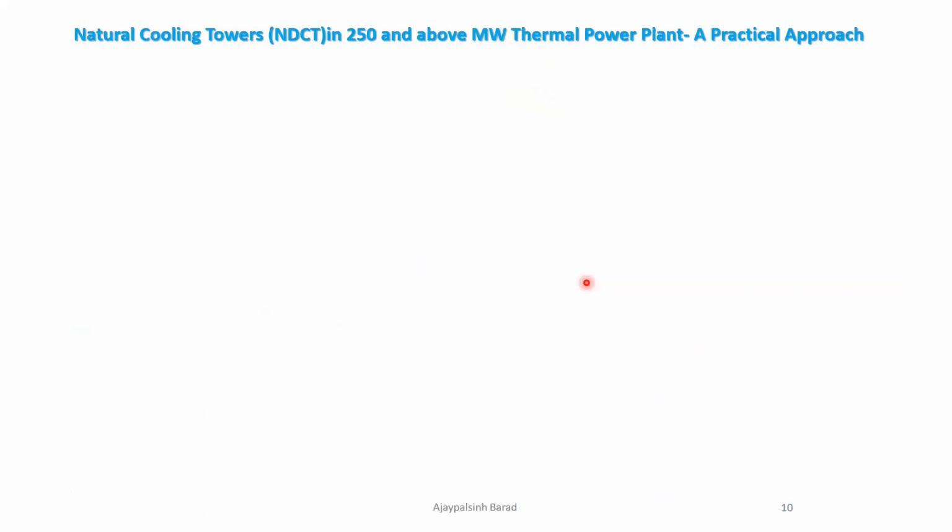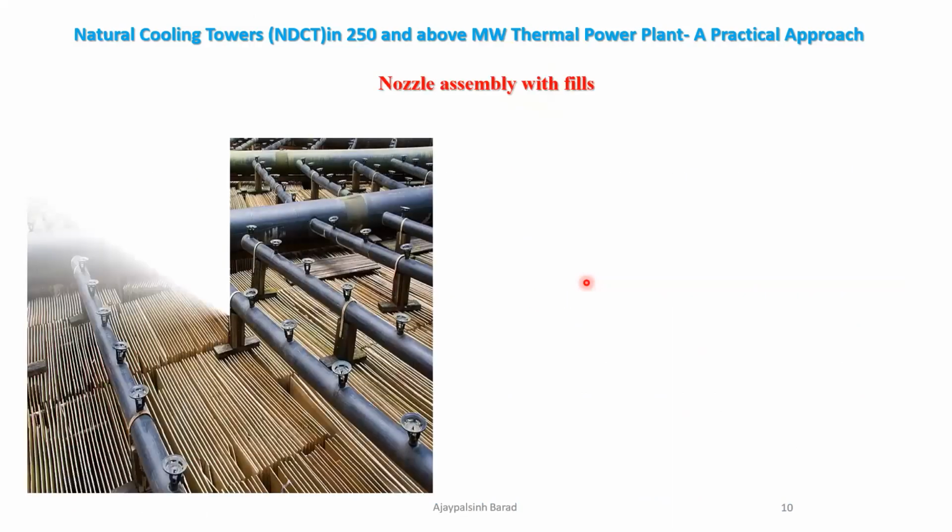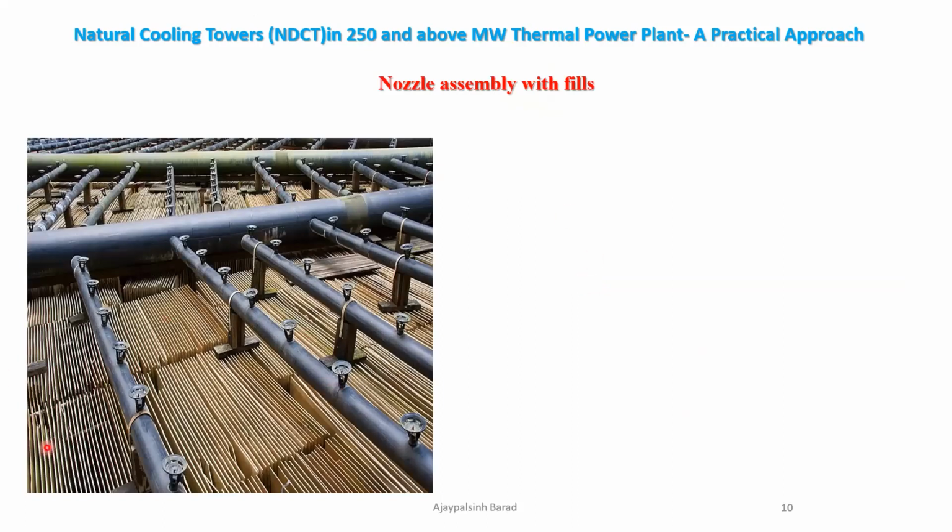Next, we'll see the natural draft cooling tower in a 250 megawatt plant. I will now show how the inside looks. These are the water headers, either of cement concrete or metal, with the nozzles you are seeing in the upward direction. When the water comes from the condenser to the cooling tower, it first comes into the main header, and then it is divided into subheaders, and in the subheaders the nozzles are placed.